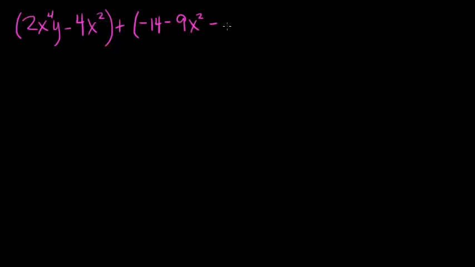All right, like we have 2x to the fourth y minus 4x squared plus negative 14 minus 9x squared minus 12x to the fourth y. I'm going to change the problem from the one on the worksheet. I'm going to make that minus 8x to the fourth y plus 13. Okay?